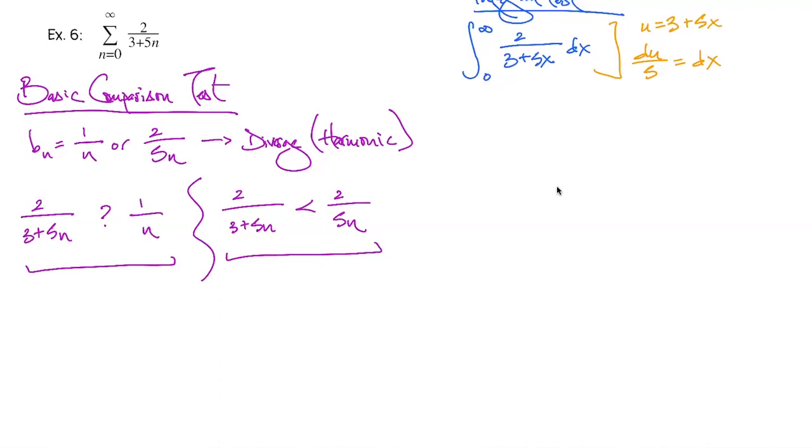But in this case, the one that we know is bigger and the one we know diverges, we actually don't have a conclusive thing to take away from our basic comparison test, because in order for us to know that the other one diverges, 2/5 plus n would actually have to be smaller than 2/3 plus 5n. So in this case, I would say that the basic comparison test is inconclusive.